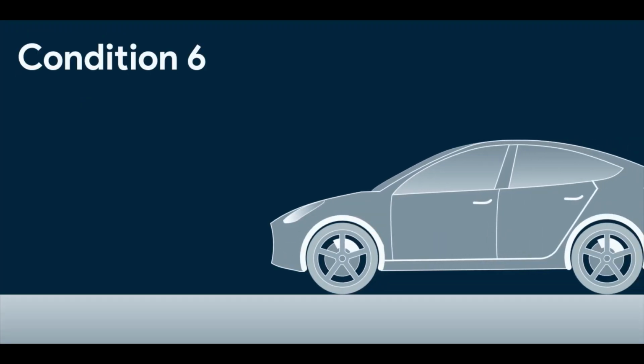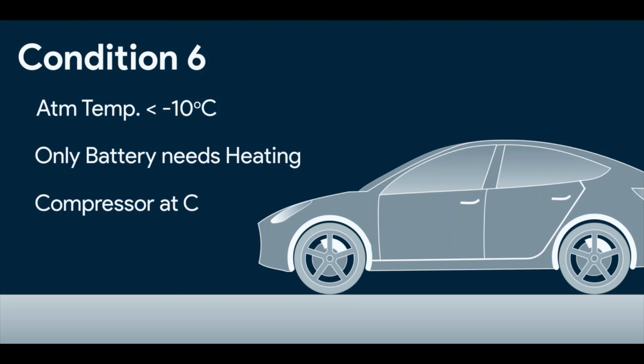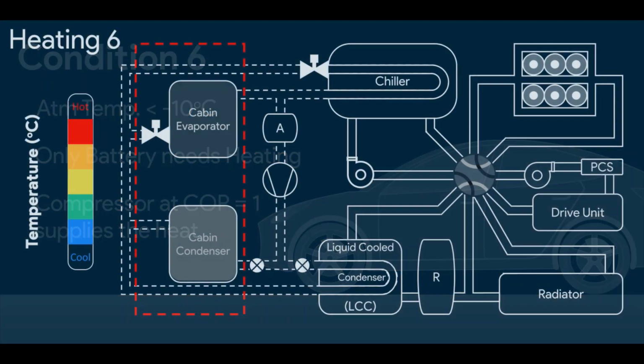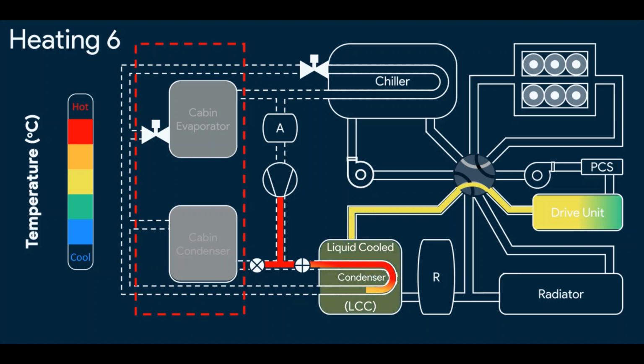Sixth condition. The atmosphere is below -10 degrees Celsius and only the battery requires heating. As in the fourth mode, where the compressor worked at 1 COP in internal recirculation, similarly it works here, but to heat the batteries. Both the cabin condenser and evaporator are inactive. The compressor compresses the refrigerant, then this hot refrigerant goes to the LCC. The cool coolant is heated to some extent in the drive unit, and then it goes to the LCC where the coolant absorbs more heat from the refrigerant.